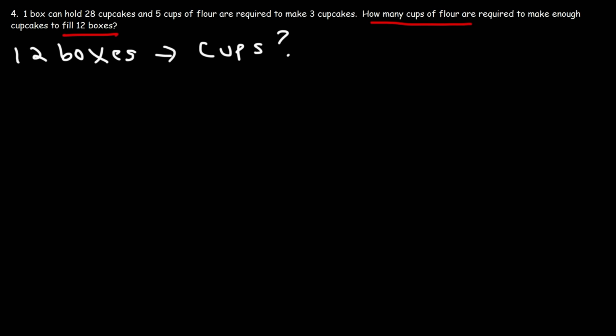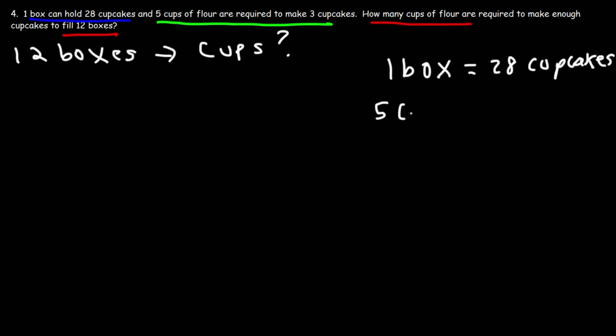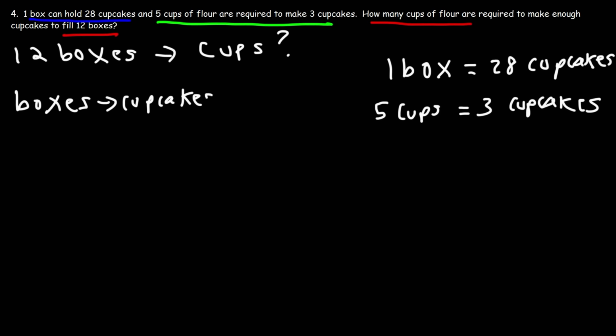Now we need to write our conversion factors. We're given the first one. One box can hold 28 cupcakes. So we're going to write one box is equal to 28 cupcakes. And then we have our second conversion factor. 5 cups of flour are required to make 3 cupcakes. So what we're going to do is first, we're going to start with boxes, and then we're going to convert that to cupcakes. And once we have cupcakes, we're going to convert that to cups of flour. So let's begin. Let's start with what we're given. We're given 12 boxes. We're going to put that over 1.